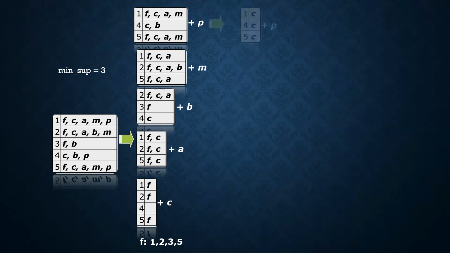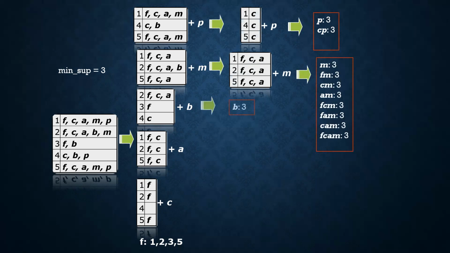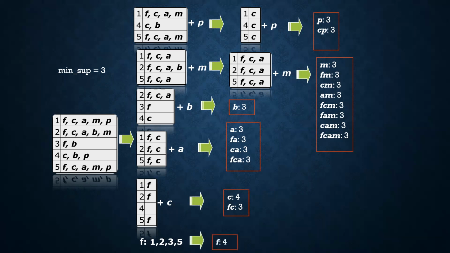So for P, the item set would be P3, CP3. For M, the item set would be these. For B, there are no previous items which have the minimum support count 3, so we have the item set B3 only. For A, these are the item sets. For C, these are the item sets. For F, similar to B, we just write the count of F, which is 4. Here, we are able to find out the item sets for the FP tree, which we considered initially.